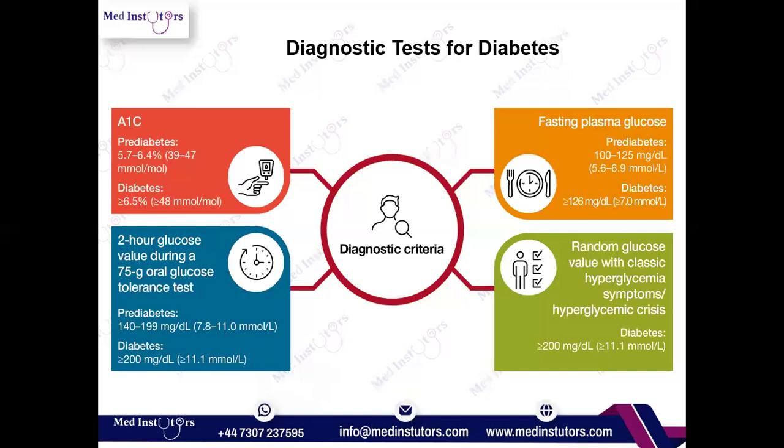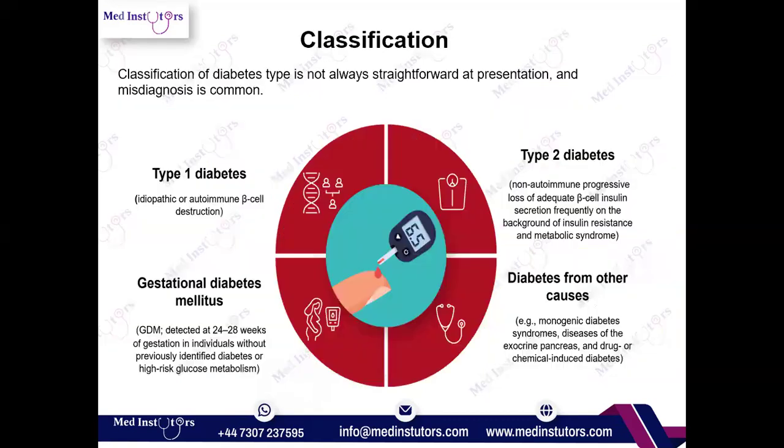So these are the values you can use to find out whether the patient has diabetes or pre-diabetes. And you all know that there are mainly four groups of diabetes as of today. We have the very common type 2 diabetes, and then we have type 1. Then there is gestational diabetes mellitus and some rare diseases, that is, diabetes from other causes.